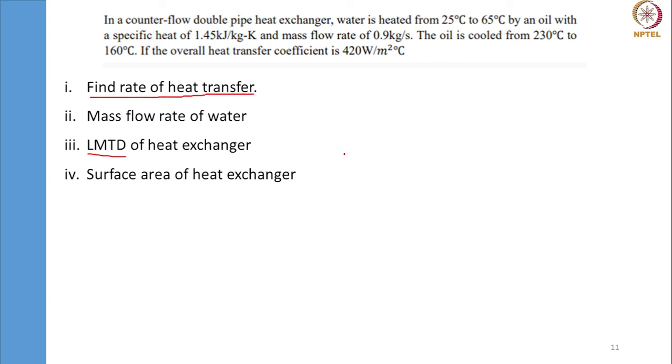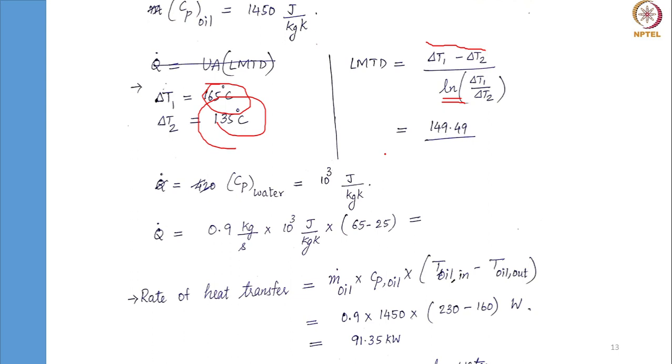We'll find the heat transfer rate. The heat transfer rate is Q dot, which can be written as m dot of oil into Cp of oil into delta T of oil. The inlet and exit temperatures of oil are already given, so it is 230 minus 160. That will be delta T. Cp of oil is also mentioned, so we'll take it from the question itself. M dot is also given. So the rate of heat transfer is 91.35 kilowatt. Can we move forward?